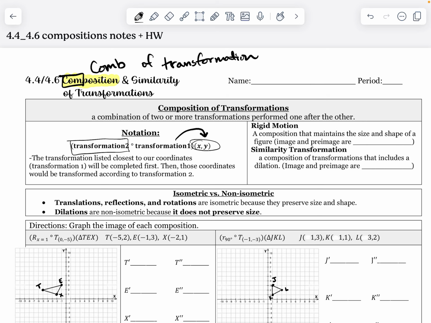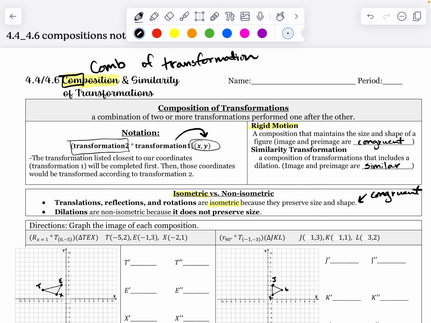So a rigid motion, just a reminder, maintains the size and the shape of the figure. So the image and the pre-image are congruent. And then your similarity transformation. So whenever you have a dilation, if you change the size, it's the same shape, but it's a different size, the image and the pre-image are similar. So this is just some vocab words. So let's see, a rigid motion is an isometric. It's isometric because it creates congruent sides. So these are all going to be congruent shapes, isometric. And then whenever you have a dilation in there, it becomes non-isometric because it does not preserve the size. They create similar shapes.